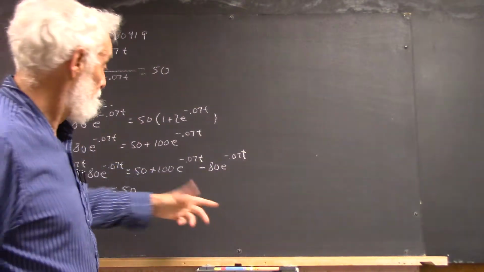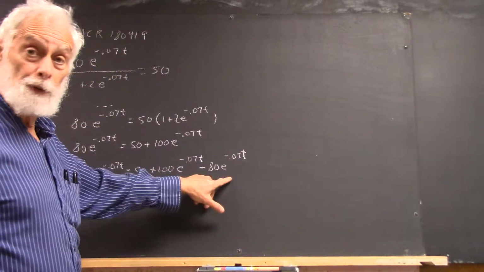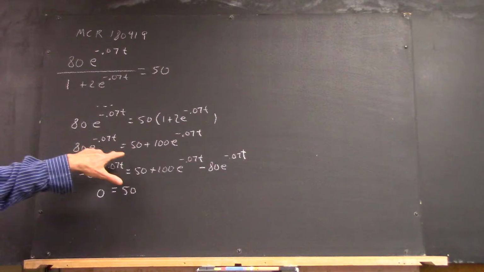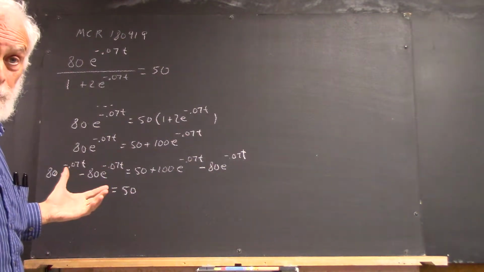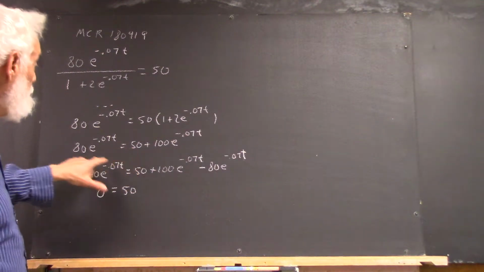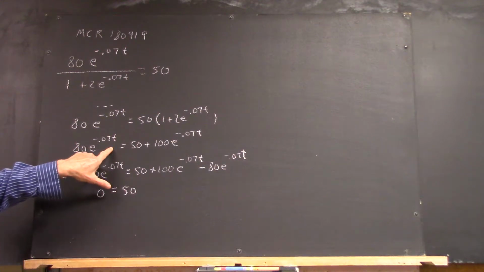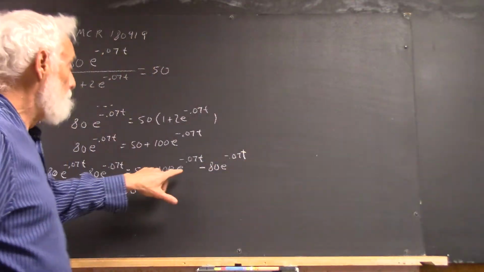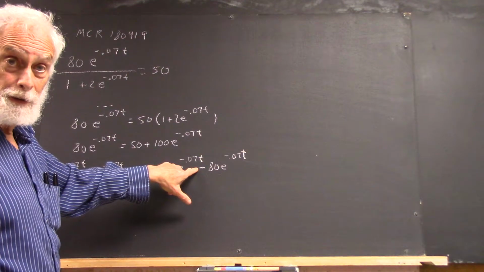Subtract it. Okay, well, they're like terms, right? Yeah. If you try to subtract 50 from here, you don't have like terms. You can't subtract it, right? You can't subtract 50 from 80 e to the negative 0.07t, at least not when it's in this form. But you can subtract 80 e to the negative 0.07t from 100 e to the negative 0.07t.